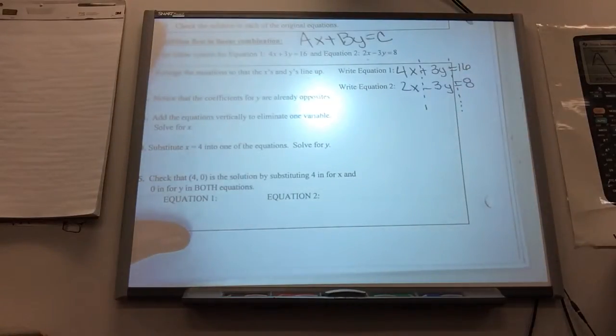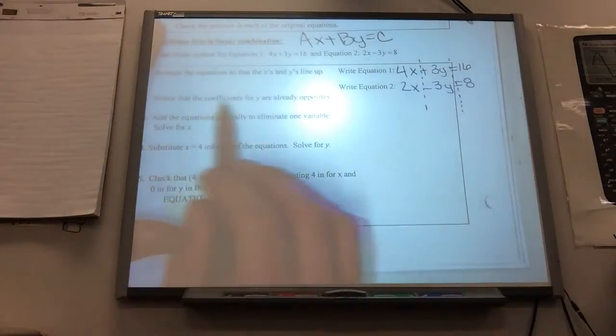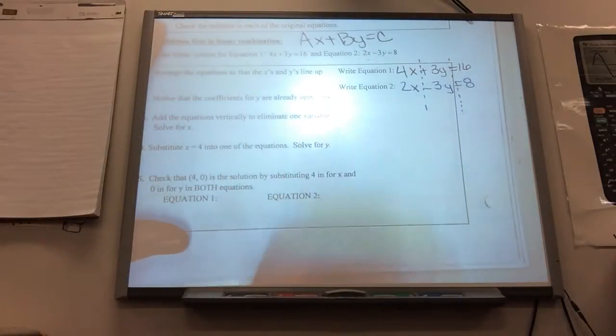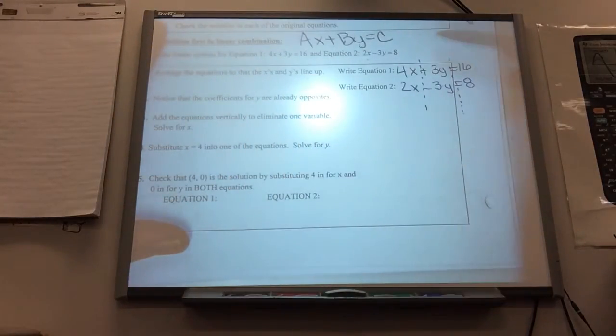Do you see what I mean? So here are my x's, and again, you're not writing this, you're just absorbing knowledge, just absorbing it like a sponge. Here are my x's, here are y's, and here are just constant numbers. It says, notice that the coefficients for y's are already opposites. This is our whole goal: once it's lined up, we want opposites. So what's an opposite? -3 and +3, like I have right here. 2 and -2, 4 and -4, whatever.